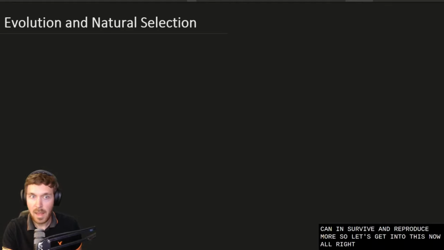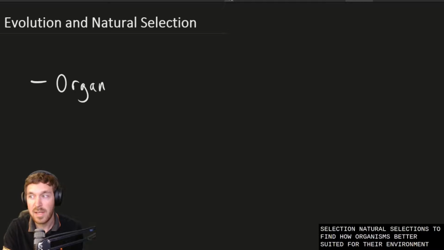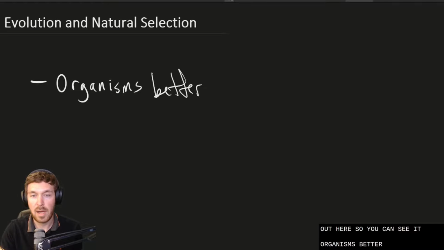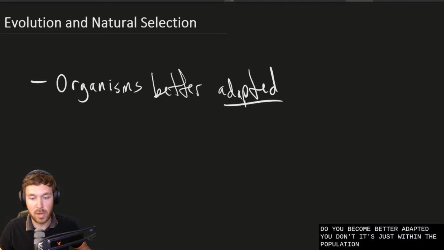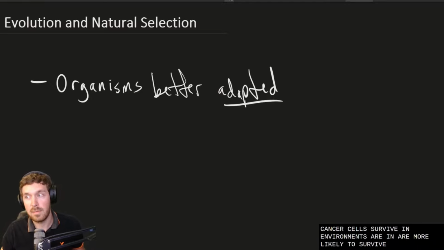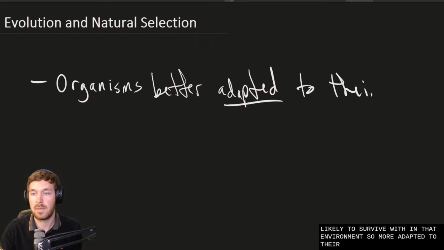All right. So first, define natural selection. Natural selection is defined as how organisms better suited for their environment tend to survive and produce more offspring. Let's write that out here so you can see it. The organisms better adapted. So descent with modification. How do you become better adapted? You don't, it's just within the population. So organisms that can survive the environment they're in are more likely to survive within that environment. So more adapted to their environments.